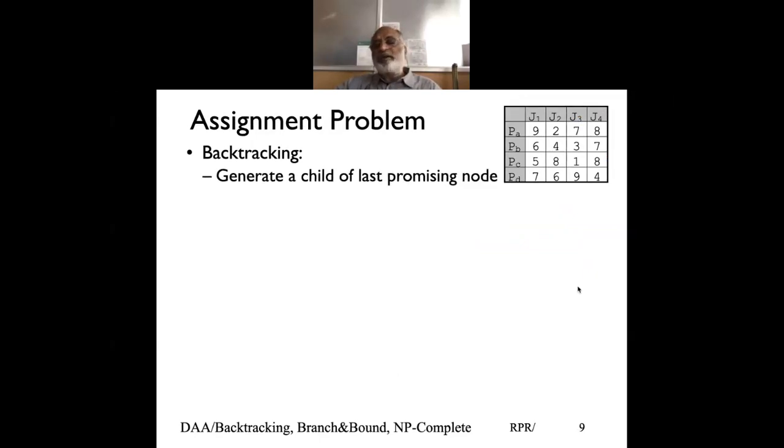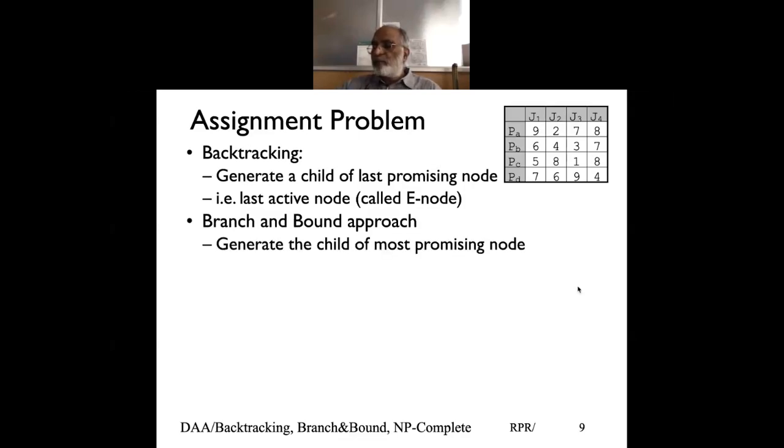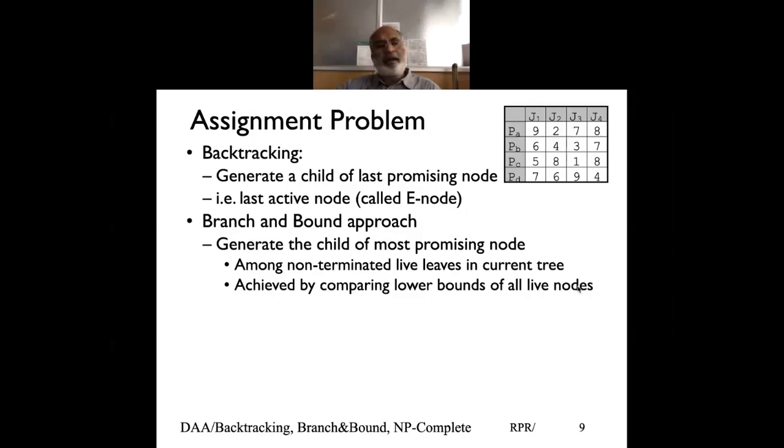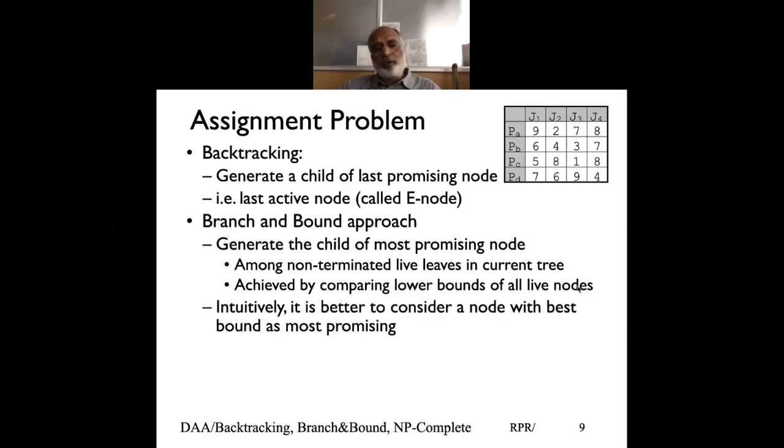Essentially, we start from the root, look at all possible children, then look at which is the most promising child and explore only that. This is what we call the exploring node. Nodes which are yet to be explored are called live nodes, and the one currently being explored is called the E-node. Once a node is explored, it gets its children. Then again we evaluate the most promising node and continue with that process till we reach a leaf node.